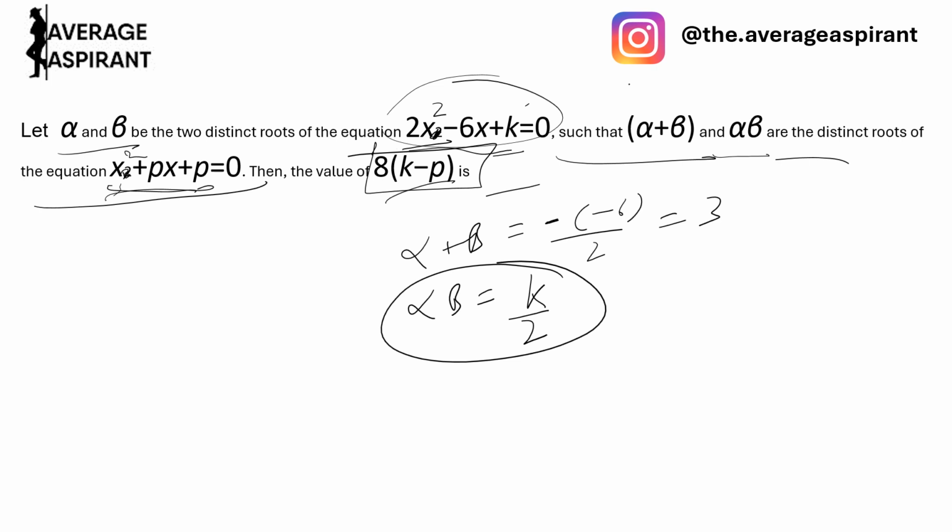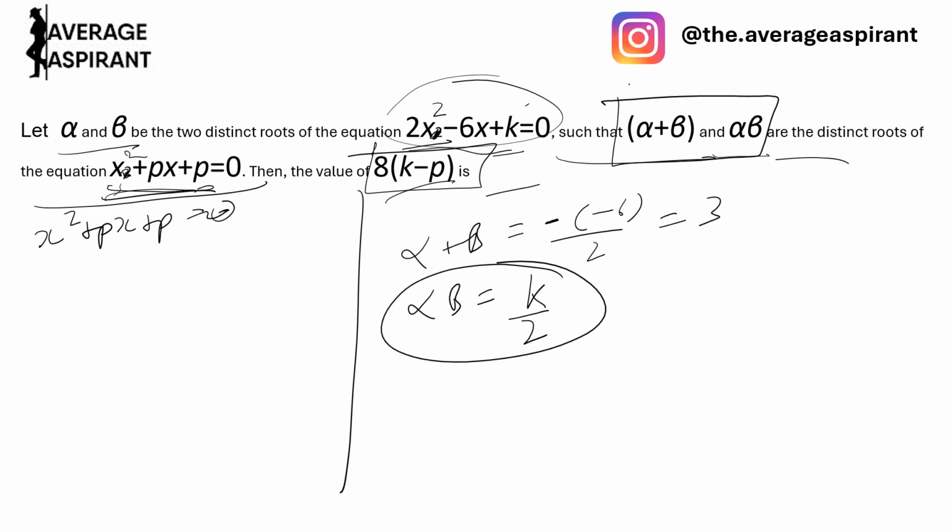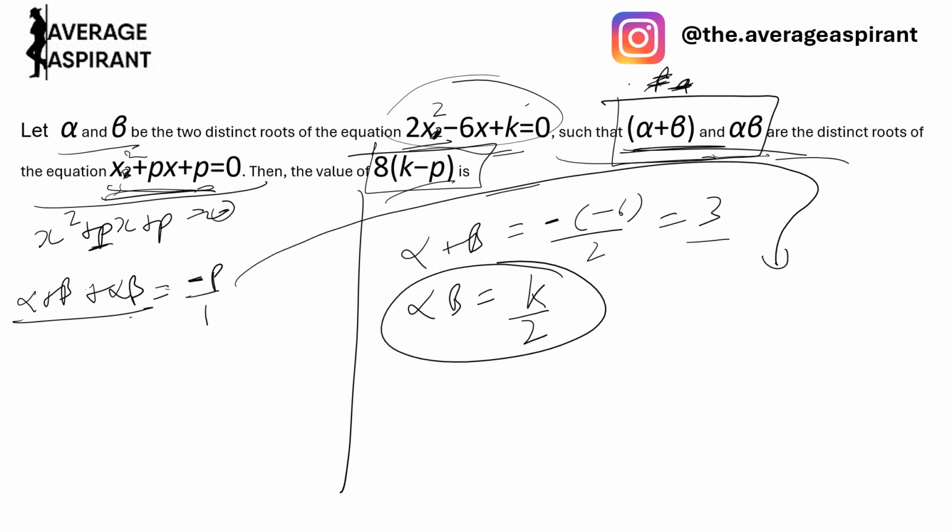Now let's look at the second equation, x square plus px plus p is equal to 0. Alpha plus beta and alpha beta are the distinct roots of this particular equation. Let's just assume it's alpha plus beta and alpha beta, and we'll try to solve it. So the sum of the two roots, alpha plus beta plus alpha beta, would be minus p by 1. And alpha plus beta we know is 3, and alpha beta is k by 2. So 3 plus k by 2 is equal to minus p. This is one equation that we have.